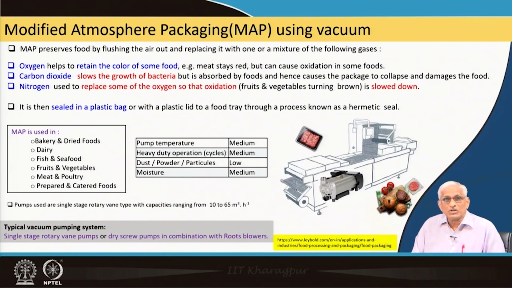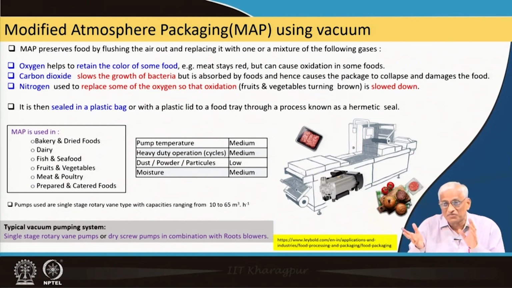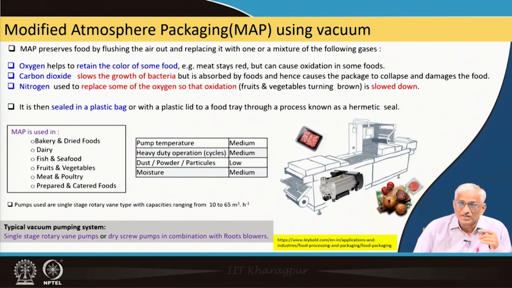That is what I have already told you in the last slide, the modified atmospheric packaging. It is slightly different from vacuum packaging, in the sense that you evacuate and then replace it with some gas. It can be oxygen gas that helps to retain the color of some food like meat, etc. But sometimes if you keep a lot of oxygen for a long time, it may cause oxidation, that should be avoided. So, depending on the style of food, depending on the style of application, you have to change whether you will fill it with oxygen or carbon dioxide or nitrogen.